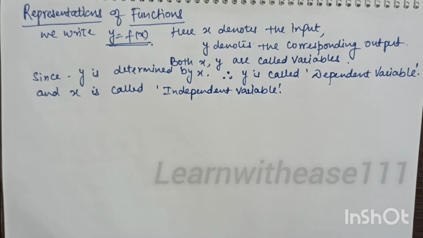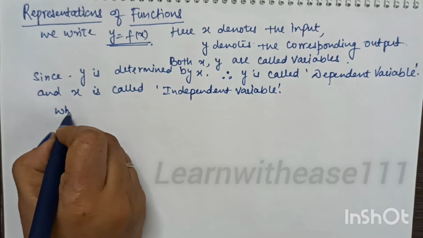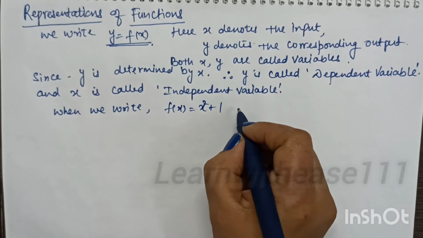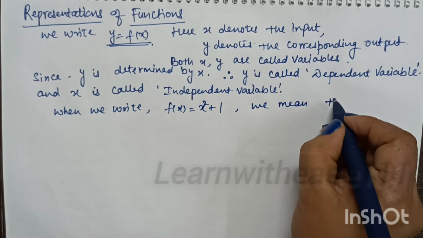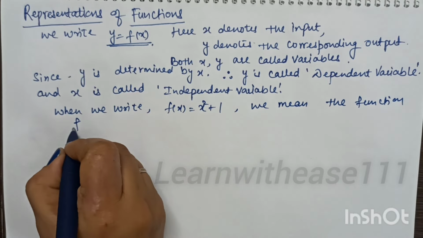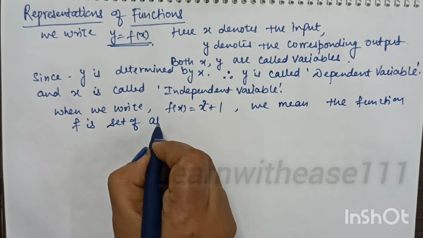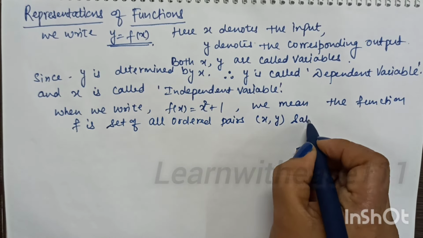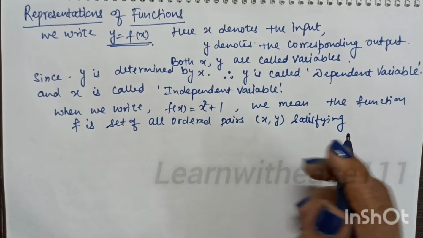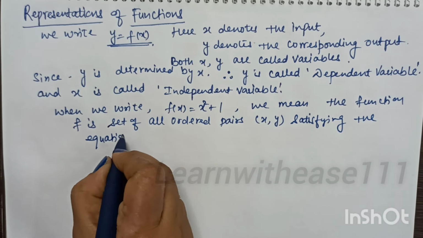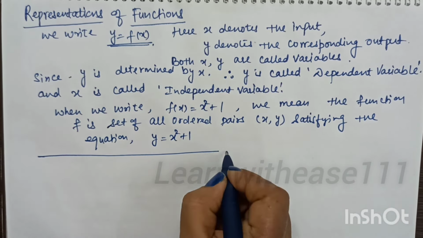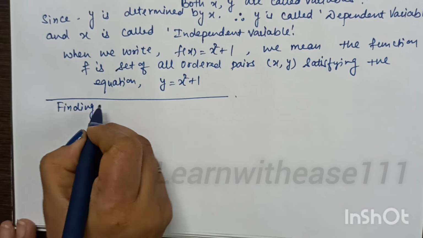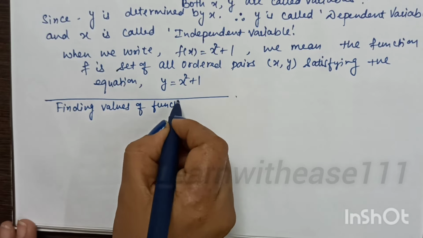And when we write f(x) is equal to x square plus 1, suppose this is a function I'm taking, by this what we mean? We mean the function f is a collection of all ordered pairs (x, y), the coordinate pairs, satisfying the equation y is equal to x square plus 1. It means y is equal to f(x) here, so the equation that must be satisfied by the point (x, y) is y is equal to x square plus 1.